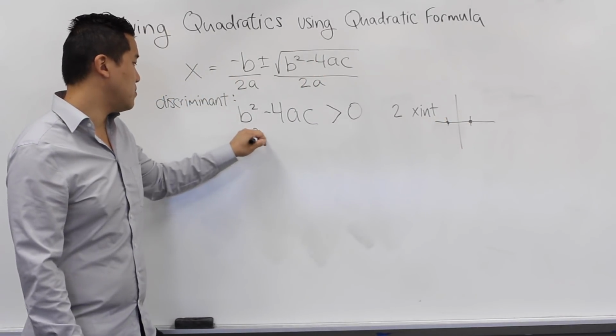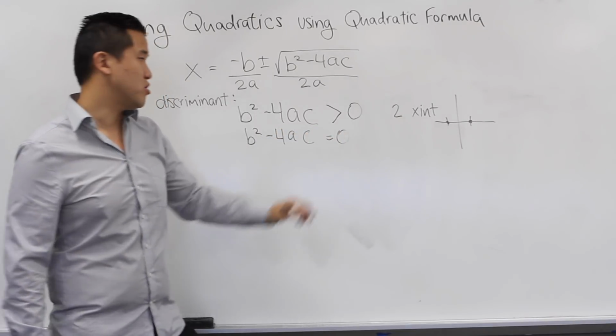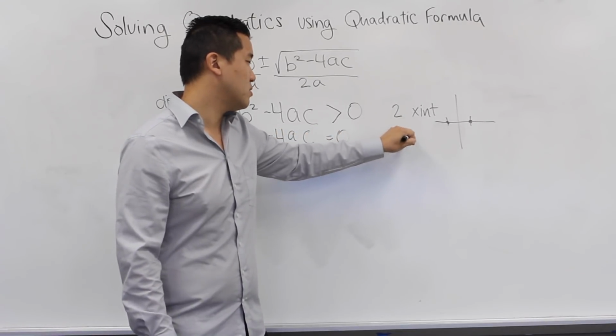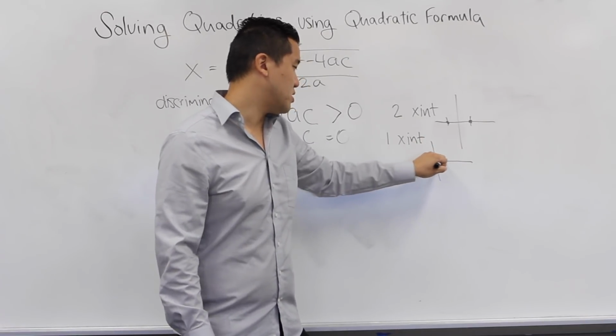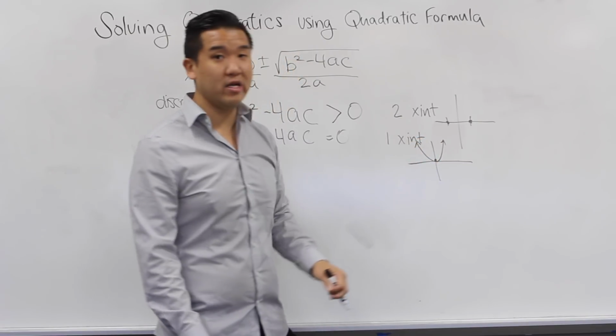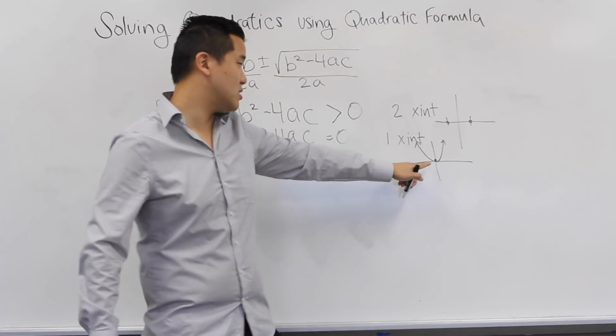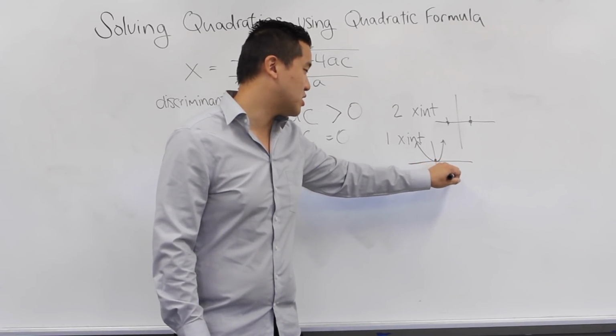If b squared minus 4ac is equal to 0, that means you're going to have one x-intercept. That means it could be just right on the origin. Which means what? What does it mean if you have one point there? That means your x-intercept is actually your vertex. So your x-intercept is actually your vertex.